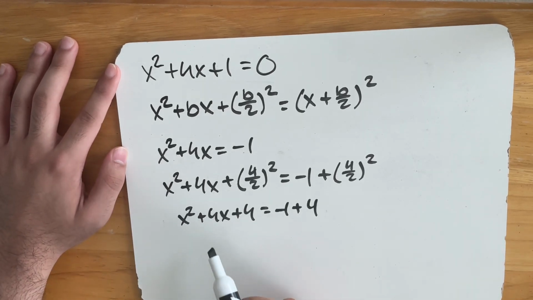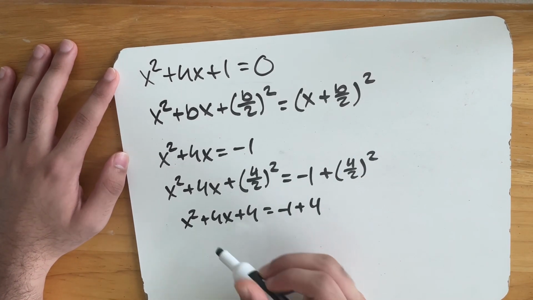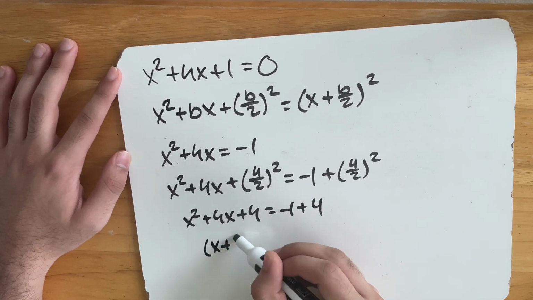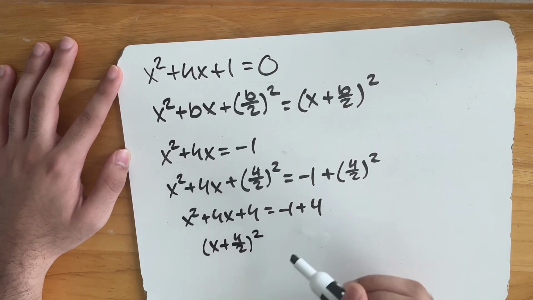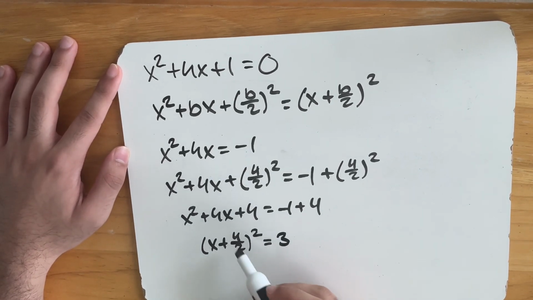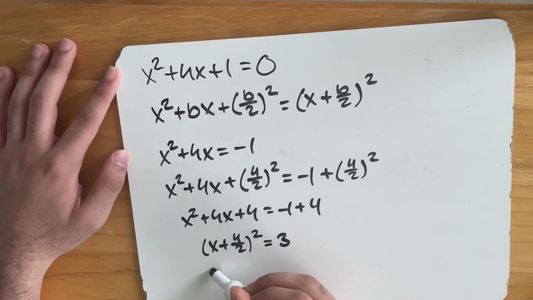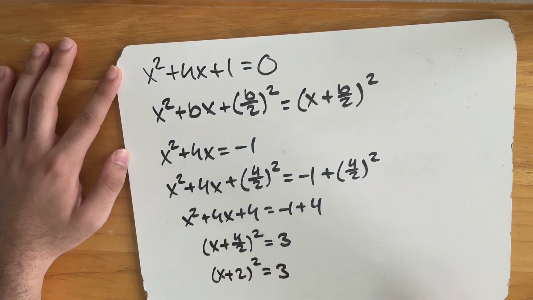Now, this is a perfect square quadratic. It's always guaranteed to be because we added on our special number. So we can factor it like this: x plus 4 over 2, remember, the middle term divided by 2, and all that squared. You've got negative 1 plus 4, which is just 3. Now if we do more arithmetic, 4 over 2 is just 2, so you get x plus 2 squared is equal to 3.